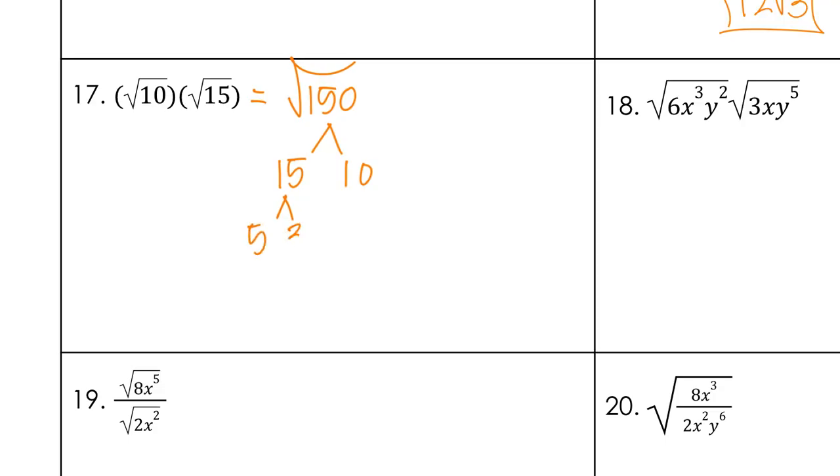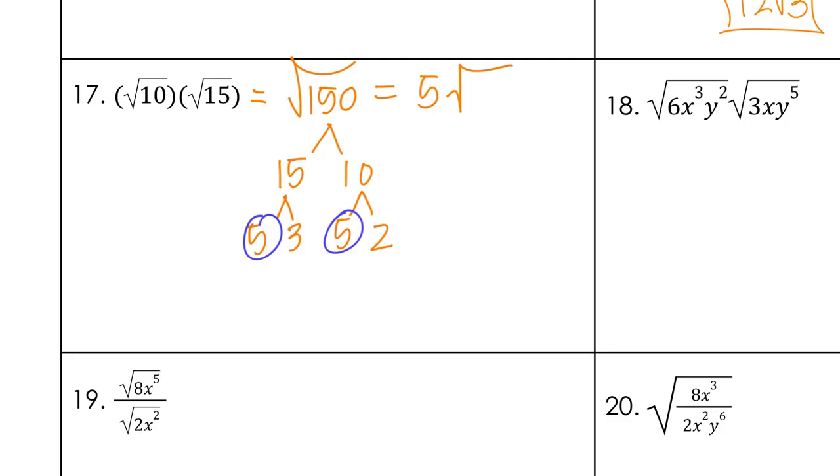5 and 3. And then 10 can get broken up into what? 5 and 2. Do I have any pairs? Yes. I have a pair of 5s, right? Yes. Okay, so that means a 5 gets to leave. Did I have a pair of 3s? Did I have a pair of 2s? Nope. So they couldn't leave. So inside the radical, I still had a 3 and a 2 multiplied together to make what?